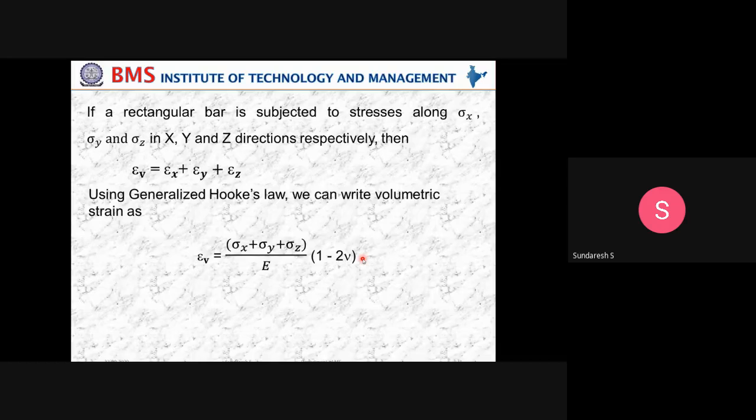Okay, so I will just move on. This is the final expression you're supposed to remember. Volumetric strain is equal to sigma x plus sigma y plus sigma z divided by E into 1 minus 2 nu. Please remember this and make a note of this expression also, because in the future you might use this expression in a derivation.